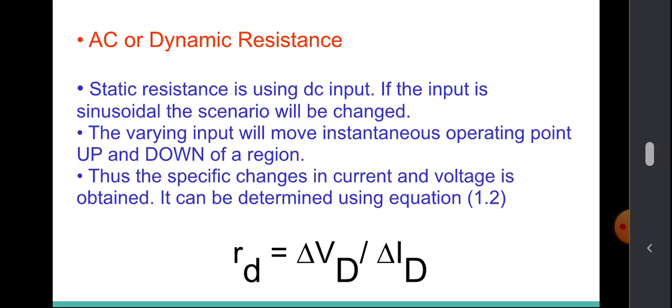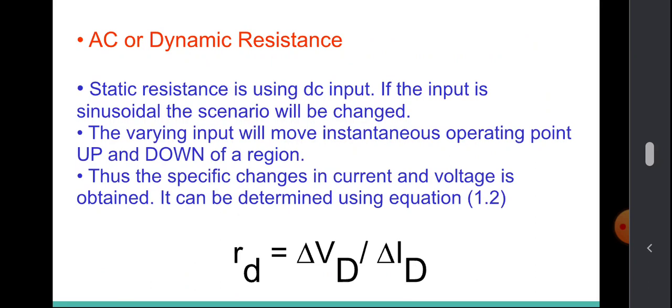AC or dynamic resistance. Static resistance is using DC input. If the input is sinusoidal, the scenario will be changed. The varying input will move the instantaneous operating point up and down at a region. Thus, the specific changes in current and voltage are obtained. It can be determined using the equation R sub D equals the change of voltage of the diode divided by the change of the current in the diode. That is the equation for the dynamic resistance.